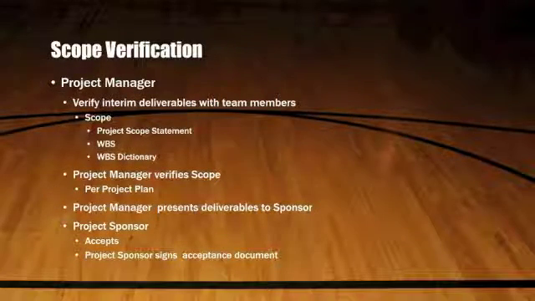As the Hoops for Hope project progresses, the project manager will verify interim project deliverables with the responsible team members against the original scope as defined in the project scope statement, WBS, and WBS dictionary. Once the project manager verifies that the scope meets the requirements defined in the project plan, the project manager and sponsor will meet. During this meeting, the project manager will present the deliverables to the project sponsor for formal acceptance. The project sponsor will accept the deliverables by signing a project deliverables acceptance document. This will ensure that project work remains within the scope of the project on a consistent basis throughout its life.